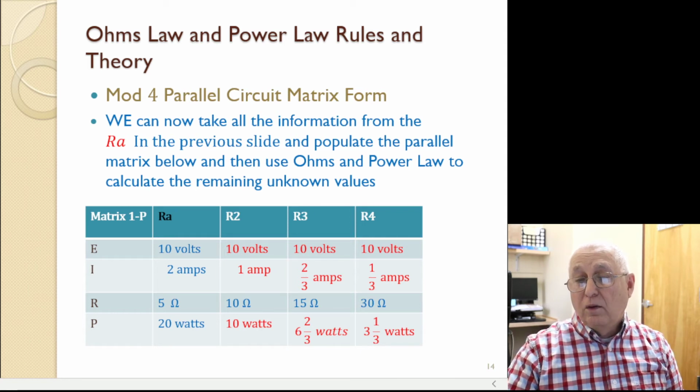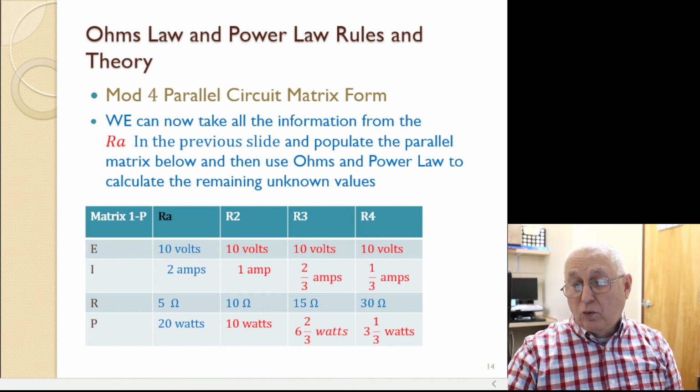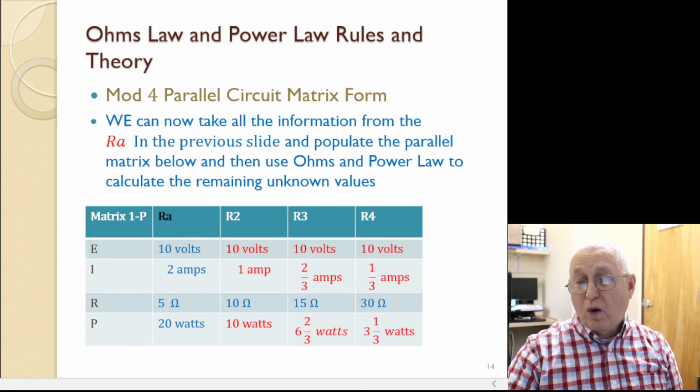So now we want to be able to, you notice here we have 10 volts. So I can go, and I have 2 amps. 10 volts, guess what? This is a parallel circuit, so the voltage is the same everywhere. 10 volts, 10 volts, 10 volts. So now I can find my current for these other values.